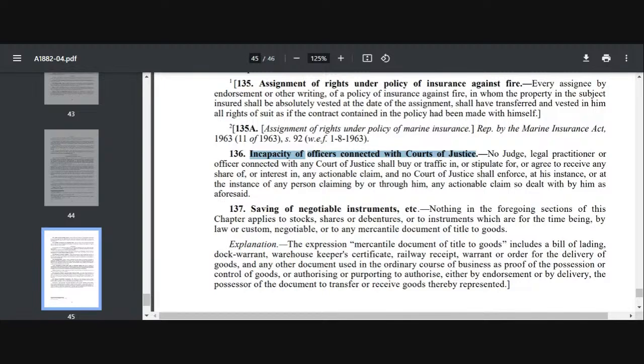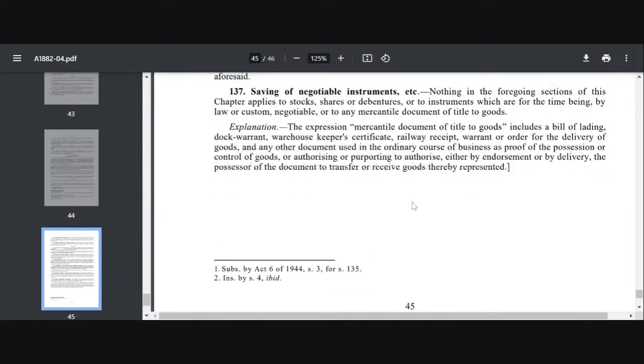So judge, legal practitioner, and officers who are connected with court of justice, if they are buying or agreeing to receive any share or interest in any actionable claim, they cannot do so, right? Then 137 is the saving of NI, negotiable instrument.